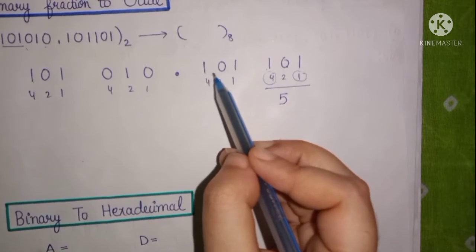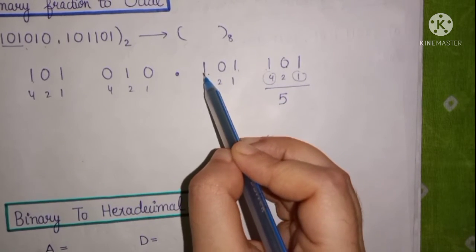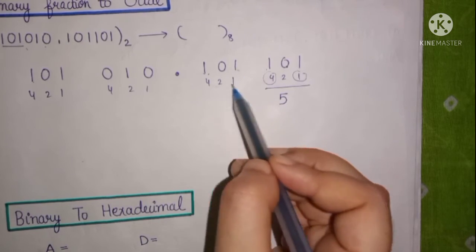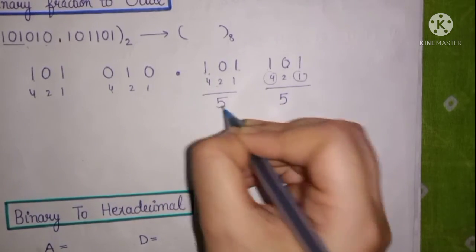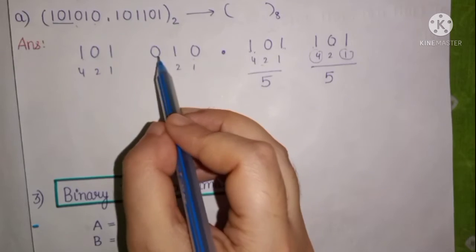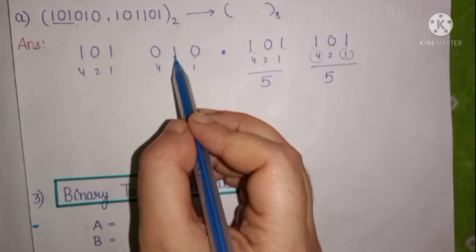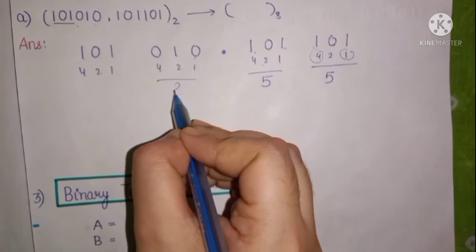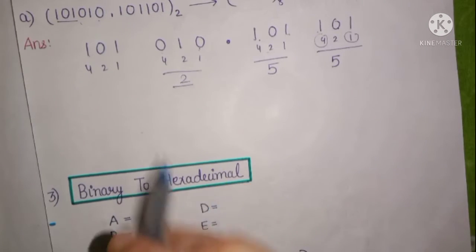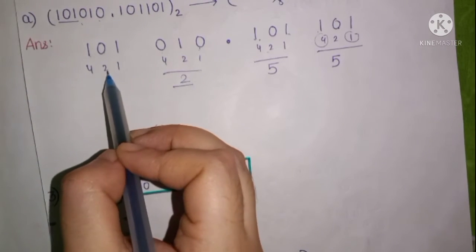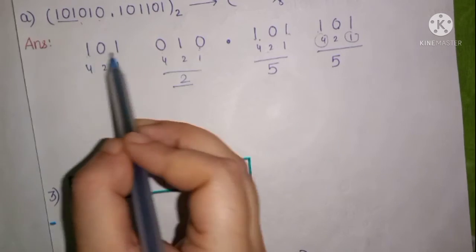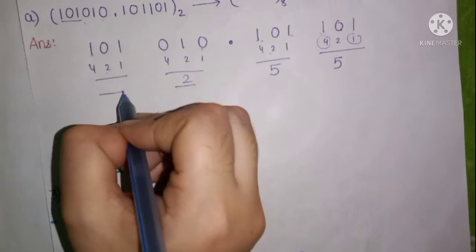The next one is 1 0 1. Here 1 is there and there, so you have to write 4 + 1, that is 5. Next is 0 1 0. Here 0, here 0, only 1 is in between, so we will write 2. Okay, the next: here it is 0, so we don't have to add 2. Here it is 1, here it is 1, so we will write 5.